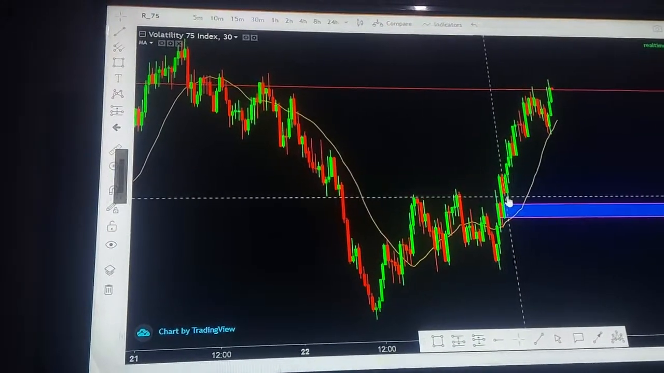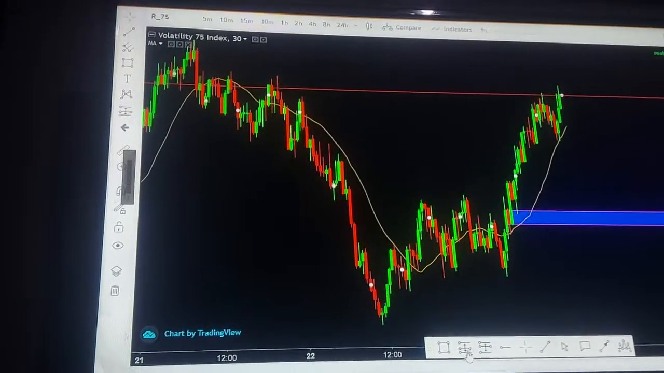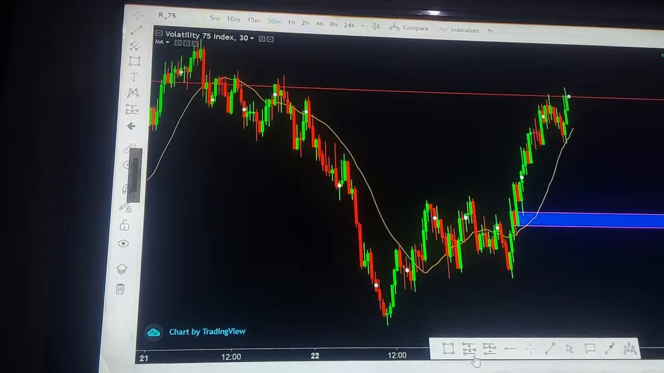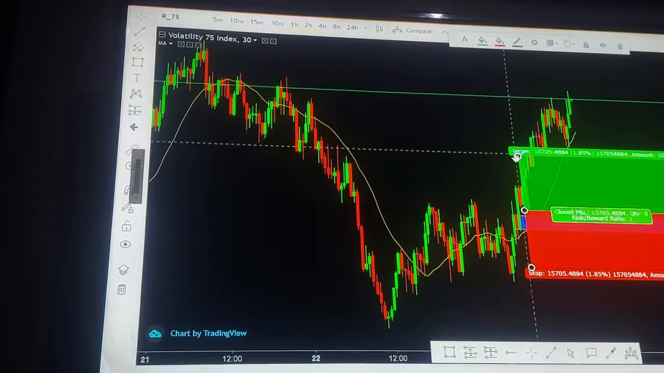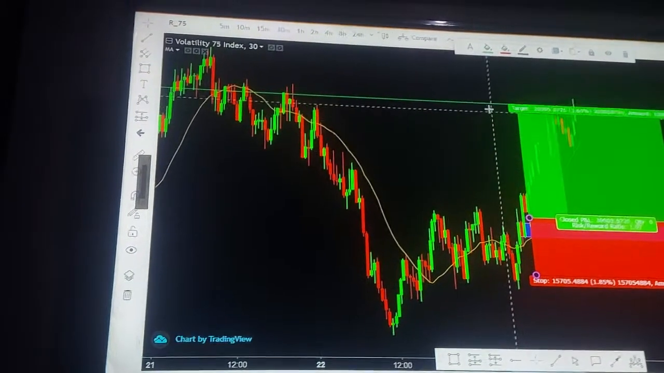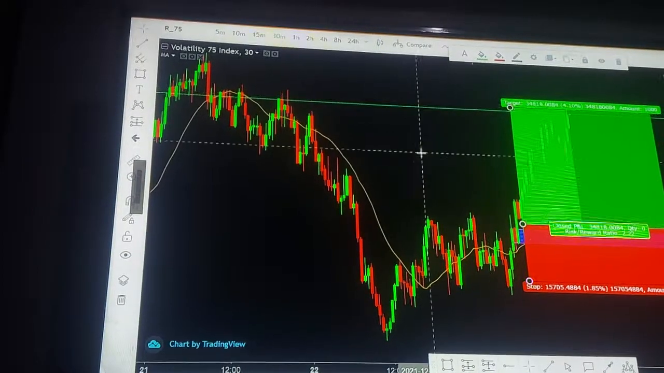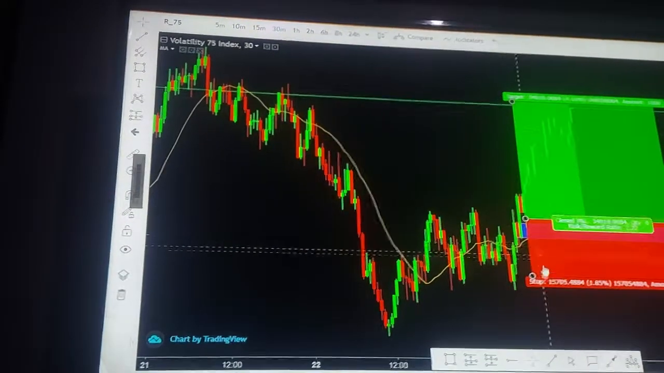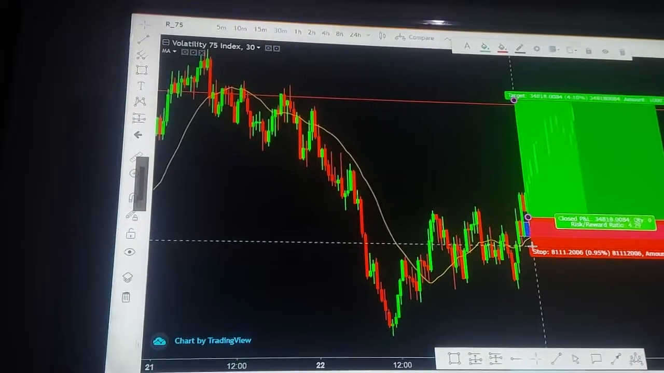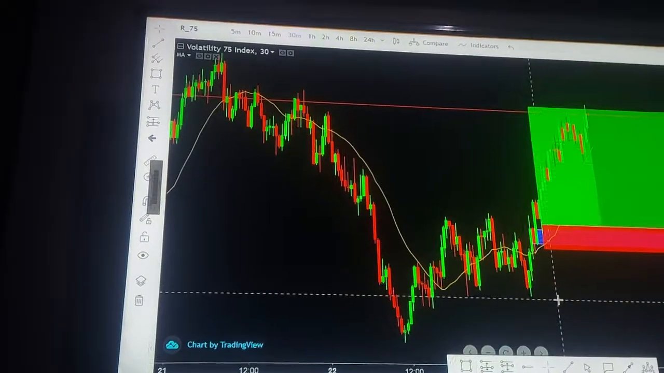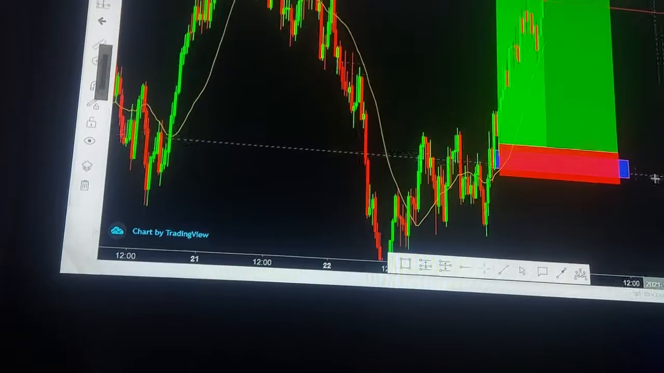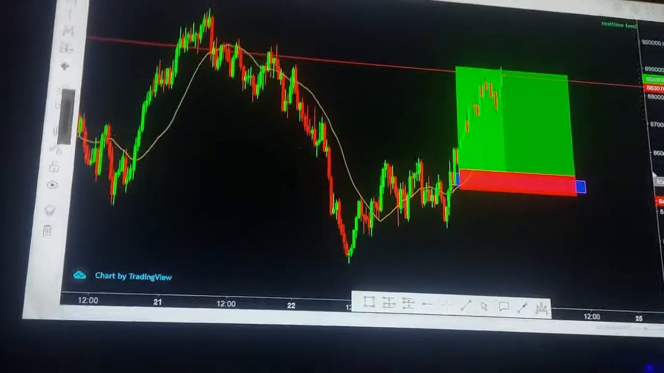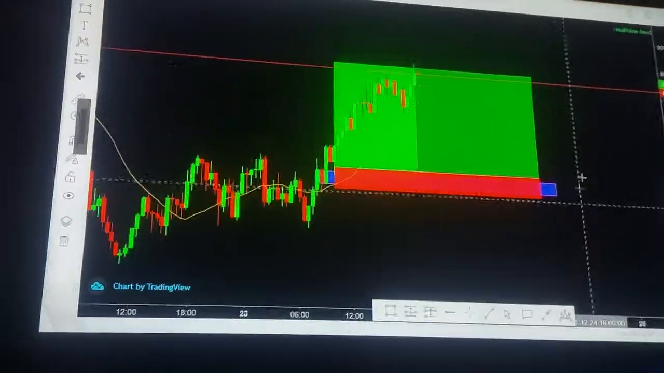I entered the trade somewhere around here, and I target the top of this moving average. This is where I target the moving average. Then my stop loss was below here like this. So this was the trade. Can you see? This is the trade I took today.